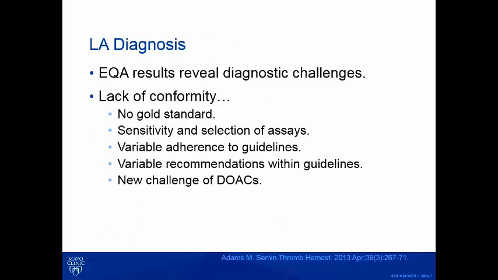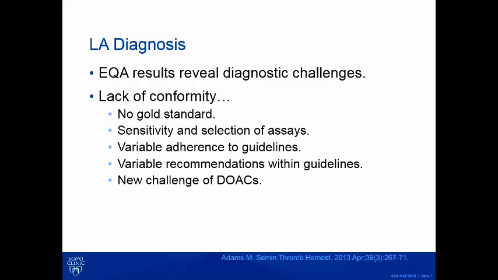So I'm talking about the laboratory side of lupus anticoagulant diagnosis. And despite the fact that this is clinically important, essential for diagnosis of antiphospholipid antibody syndrome, the laboratory diagnosis remains really challenging. And there have been some publications over the years looking at external quality assurance survey results, proficiency testing results. How are the labs doing? And it shows that there are still some real difficulties.